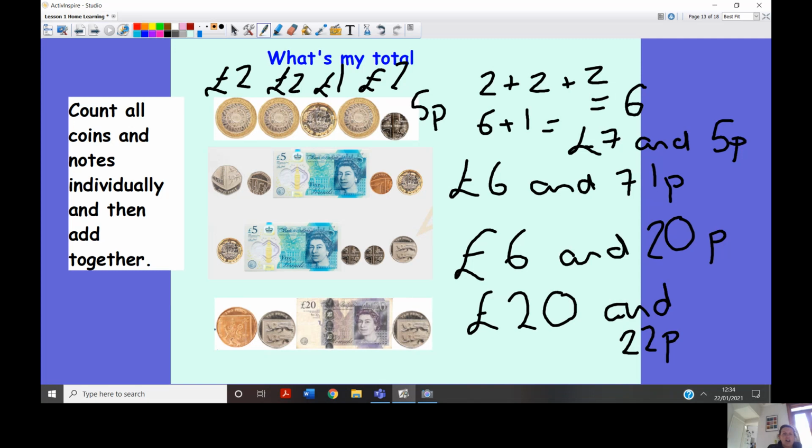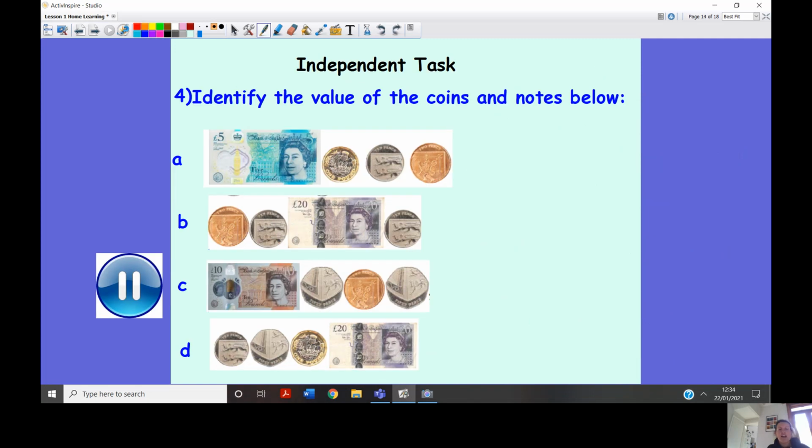So you have got another independent task here. I want you to identify the value of the coins and notes below. So I want you to write out the individual value of each item, and then I want you to add them together. So add them as well as writing the individual value. Press pause now. You have A, B, C, and D. Well done. I hope you found that task not too challenging. As I said, this lesson is a bit of a revision, getting us thinking about a different topic again.